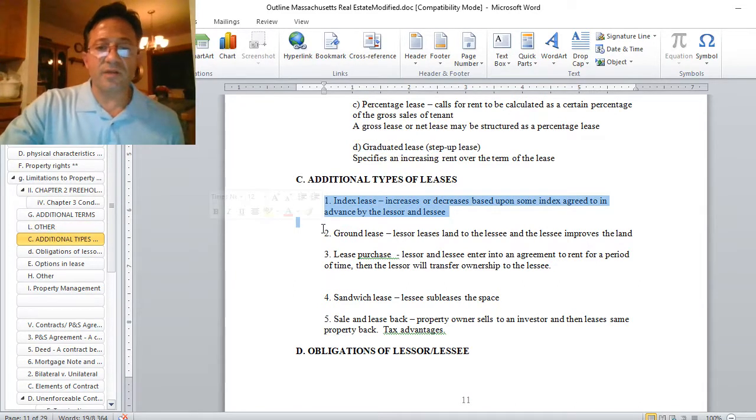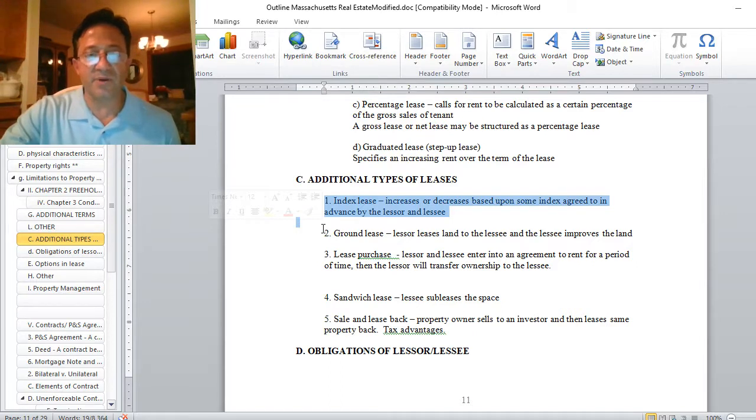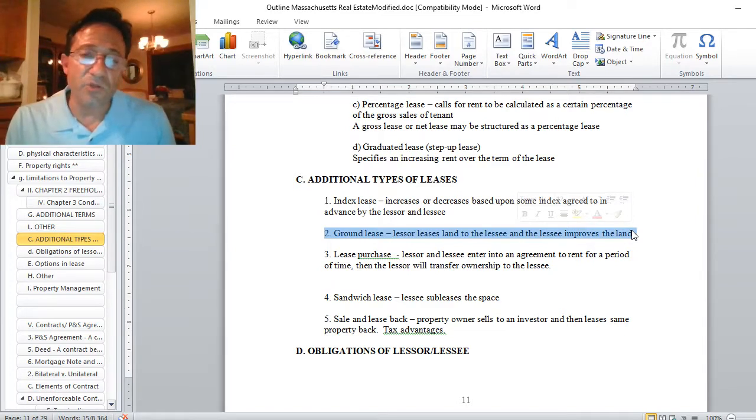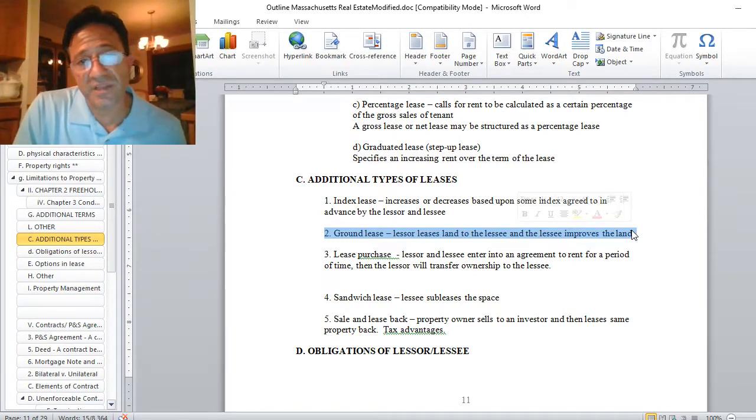There's an index lease that increases or decreases based upon some index that the parties agree on. Usually it's like the Wall Street Journal type of a thing. There's a ground lease. And with a ground lease, I've come across this a couple of times. With a ground lease, the parcel of land, the lot that the building sits on, is owned by one entity, and then the building is owned by another entity. And so what will happen is you'll have a ground lease, a ground lessor and a ground lessee, and the person building the building will be a tenant. And they'll own the building, and they'll have a right to a long-term lease on the parcel of land.